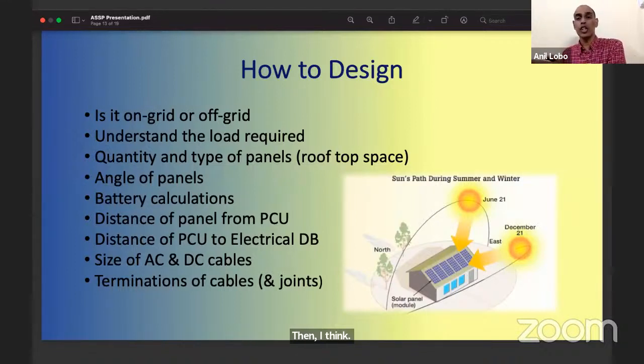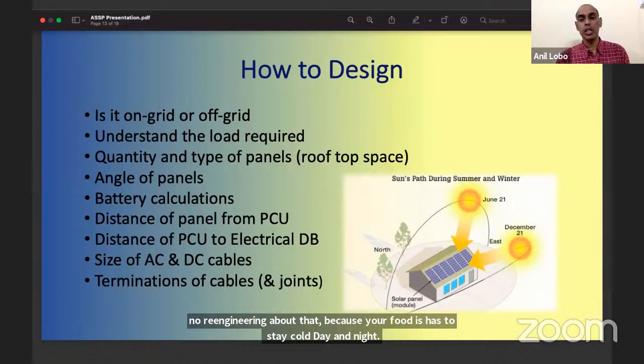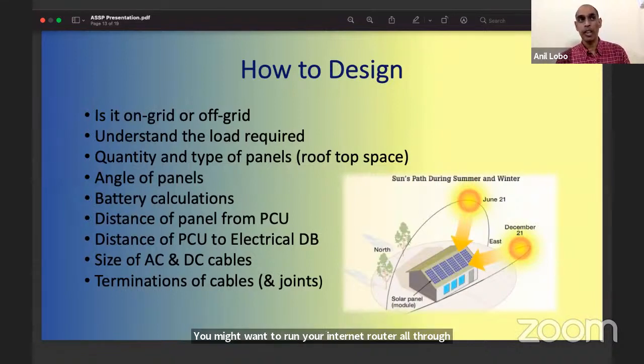So you have to ask yourself, what is your day load? And then similarly, what is your night load? Will you be running your air conditioners in the daytime or in the nighttime or both day and night? There are certain devices that are going to run 24/7. Your refrigerator is going to be running 24/7. There's no re-engineering about that because your food has to stay cold day and night. You might want to run your internet router all through the daytime as well as nighttime. Your CCTV system and some of the other equipment might be running both daytime and nighttime.